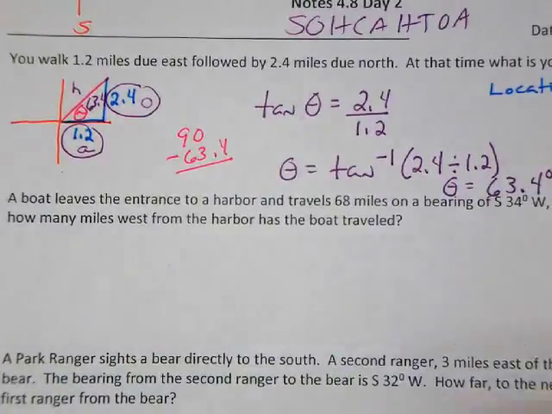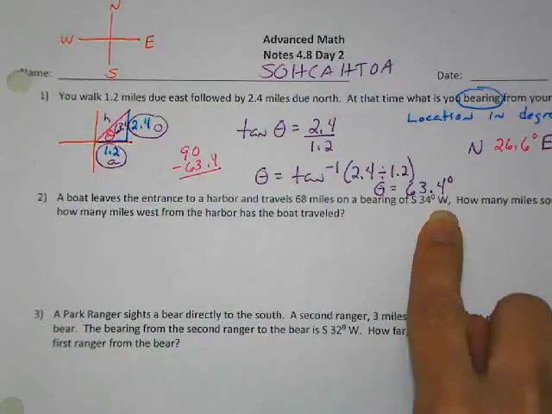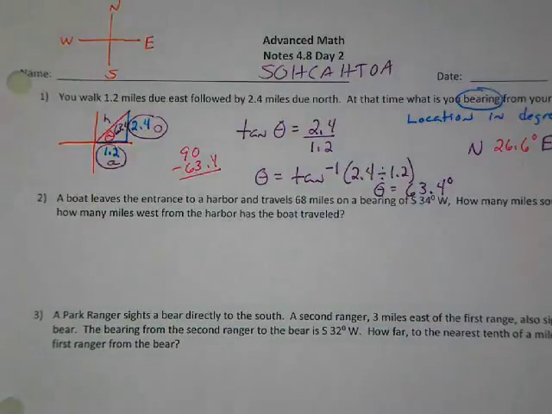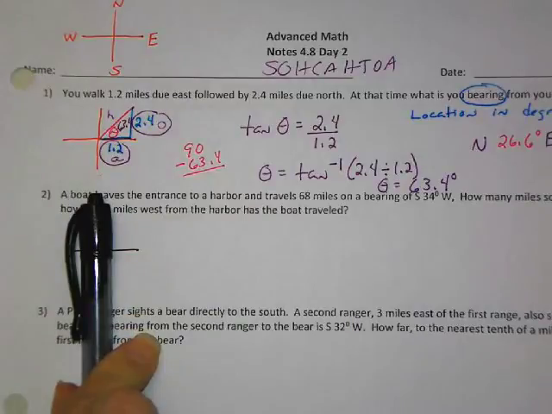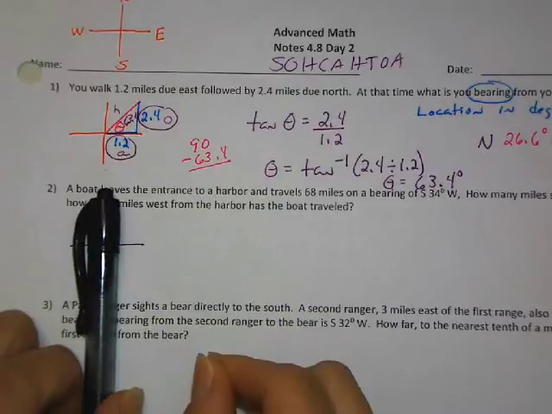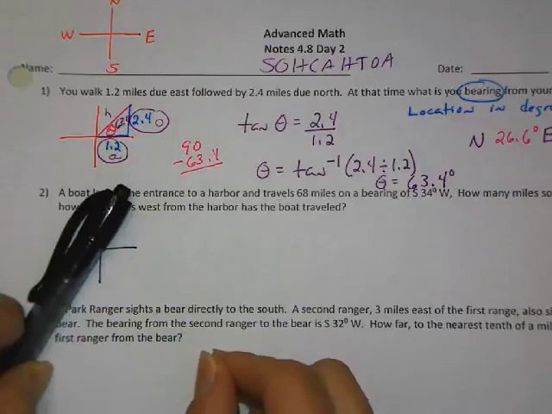Alright, number 2. A boat leaves the entrance of a harbor and travels 68 miles on a bearing of south 34 degrees west. How many miles south and how many miles west of the harbor has the boat traveled? Let's start with my little compass. I am facing south, but going 34 degrees headed to the west. Do you agree that I started out due south, but now I've turned my course to the west by 34 degrees?